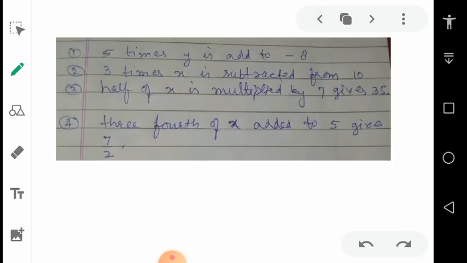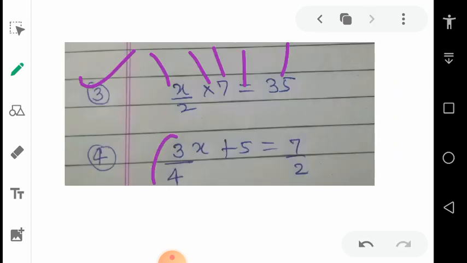And the fourth one is 3/4 of x added to 5 gives 7 upon 2. So 3/4 of x means 3x upon 4, as it is added to 5, so simply plus 5, gives means again equal to, so it is equal to 7 upon 2. Now it's very simple. As the situation is given in the question, just translate it into mathematical expressions. So it's all about making the linear equations, not actually solving them, just making the equations according to situations. So let's revise a few points again.